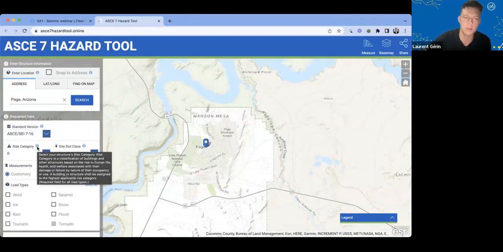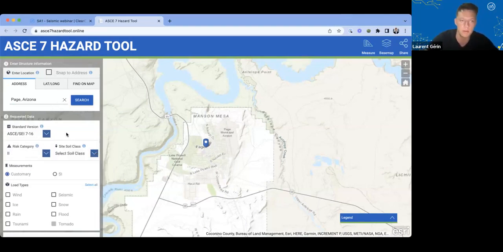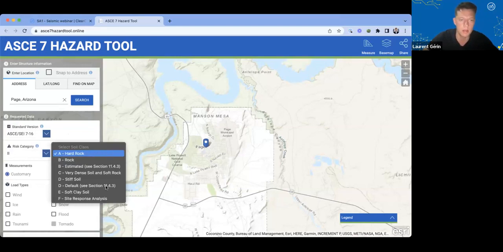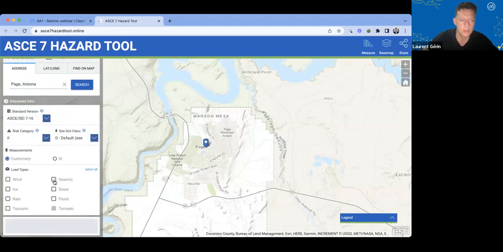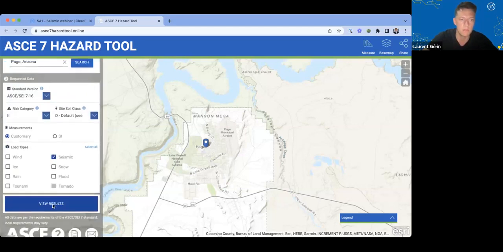I realize I didn't touch on this too much today. Again, this is something that you should be looking into in your building code or in the ASCE 7 code. Select our soil class. We're going to say default. And we're just going to look at the seismic loads in this case. I'm going to hit view results.